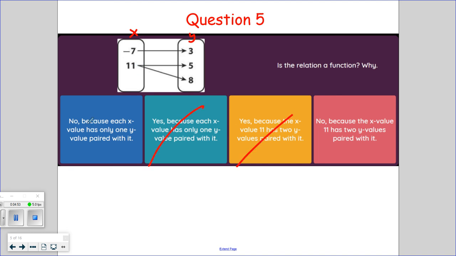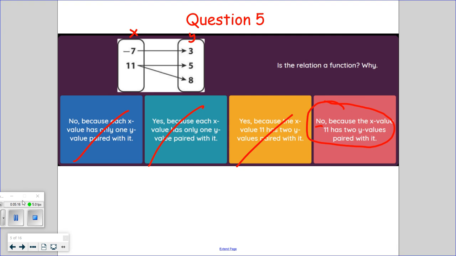So now let's look at this one. No, because each x value has only one value paired with it. That's not true. This x value has 2, so this one seems untrue. No, because the x value 11 has 2 y values paired with it. Yes, that's why it is not a function. So no, and then the rest.